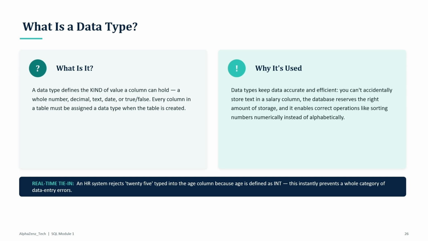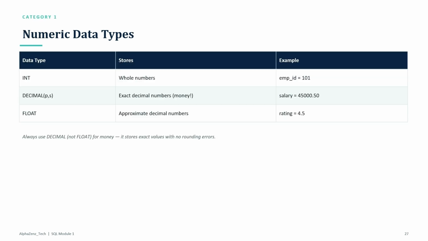Real example. An HR system will straight up reject the word "twenty-five" typed into the age column. Because age is defined as INT, this single rule prevents an entire category of data entry errors.